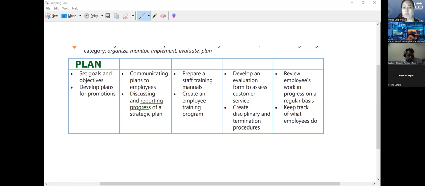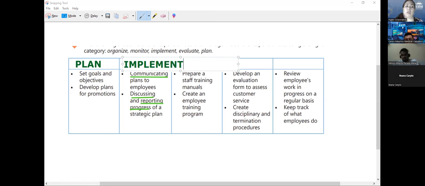Yeah, so I want you to notice the form of the verbs that we have here. Communicating, reporting, discussing, reporting. These are things that are not finished. It's in progress. We are doing it in this moment. So that means we're implementing some plans there. Exactly. If we continue to do something, it means that we're implementing what we have gone ahead and planned. Does that make sense?